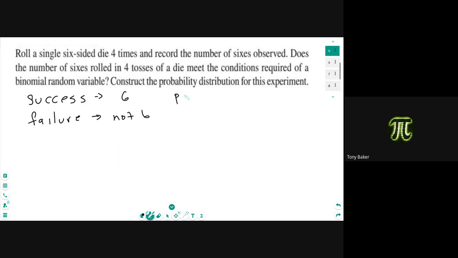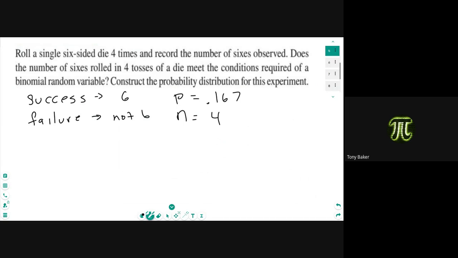What is my probability of success? So what is P? What is the probability of me getting a 6 on a die? Standard die. Yeah. 1 out of 6. Give it to me as a decimal because it's going to want it as a decimal. So divide it. 0.16. All right. So 0.167. All right. How many trials have I done? I did 4 trials.